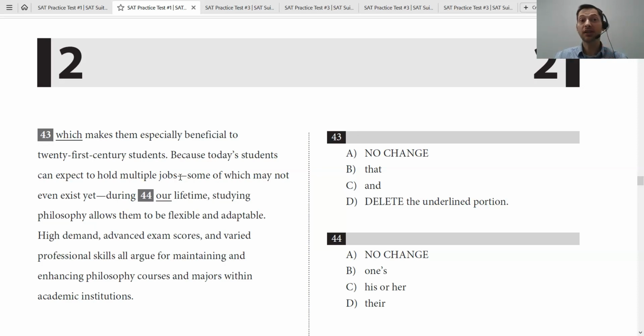So always ask yourself, who's the subject? Whose lifetime? It's the students' lifetime. So it should be their lifetime. If it was one student, for example, it would be singular, so it would be his or her. But since it's multiple students, it's their lifetime.